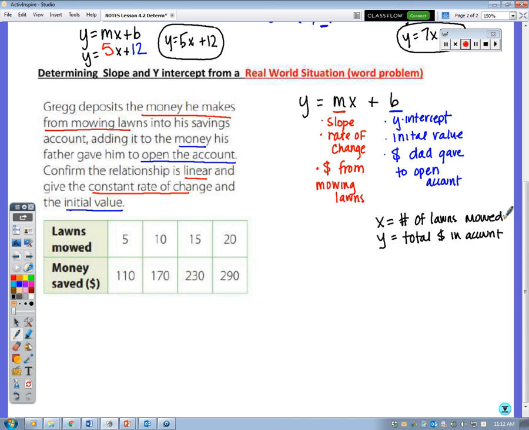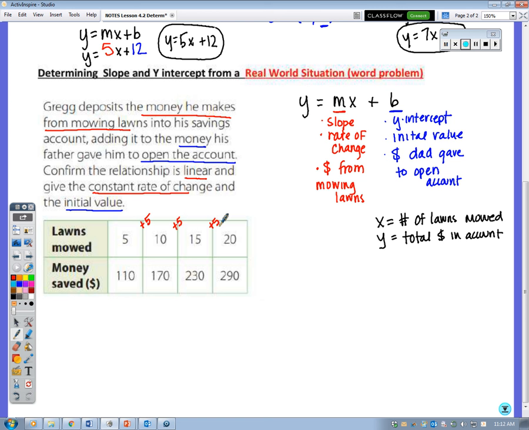So let's get started. We've got a nice table here, so we're going to try and find the rate of change. And so we can find our change in Y values, right? Which here 10 minus 5 would be a plus 5. 15 minus 10 is a plus 5. And 20 minus 15 is a plus 5.